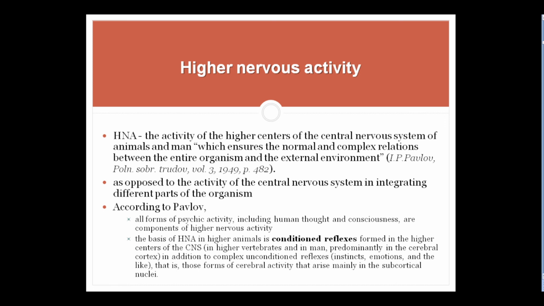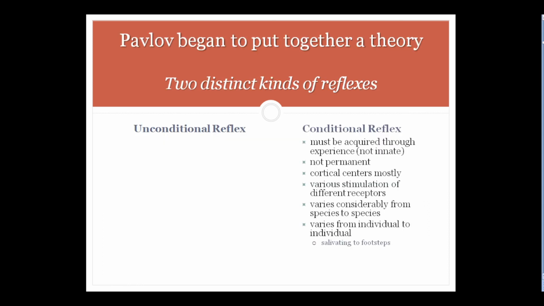And for conditioned reflexes, the cerebral cortex is required. Examples of unconditioned reflexes, some of which you can see here, are the instincts, for example. They do not really need cerebral cortex activity. So let's take a look at the comparison between conditioned and unconditioned reflexes.